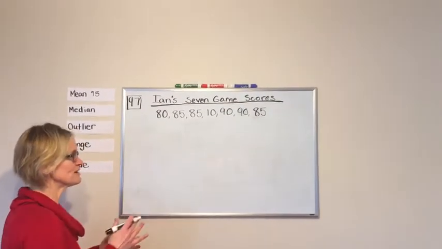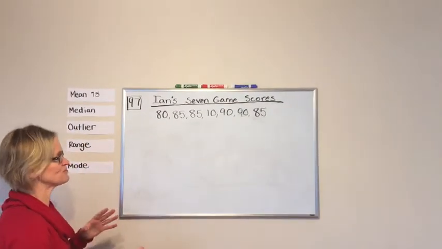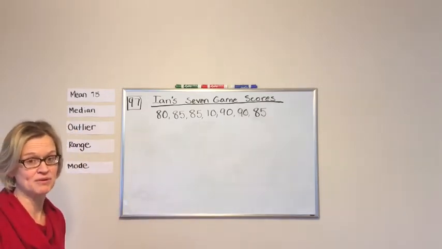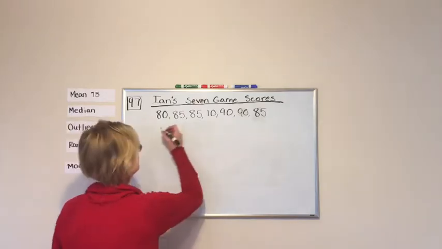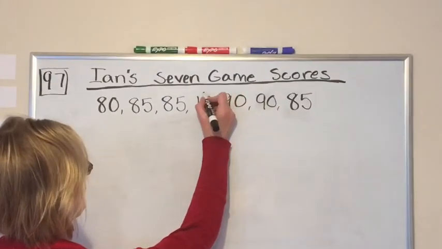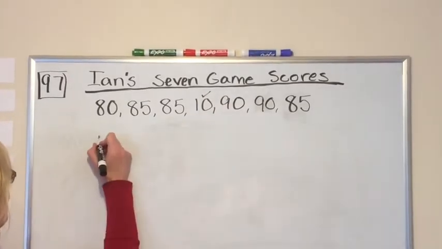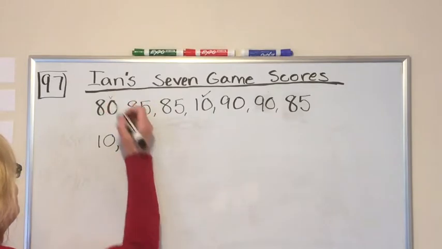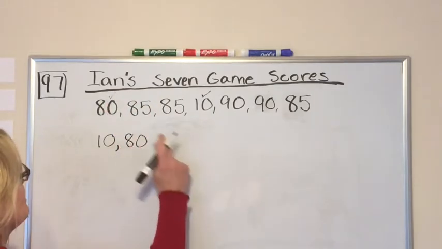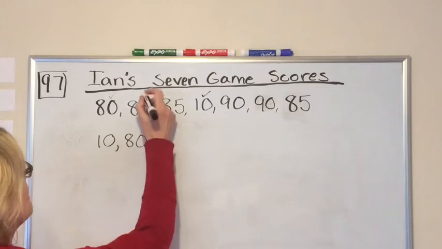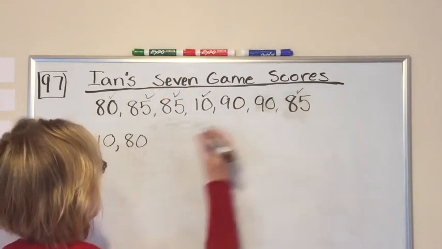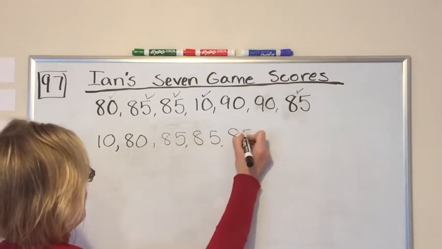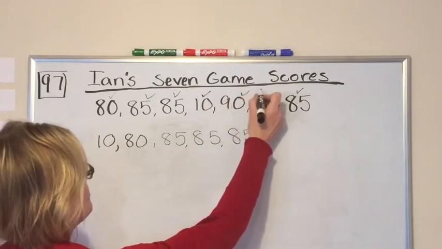And a way that I'm going to do it to make sure that I'm not repeating numbers or forgetting numbers is I'm going to put a check mark on top of the numbers as I write them in order. I suggest you do the same. So I look here, I find my smallest number, which is 10. I put a check there. And my next would be 80. Then I have 85, and I have 3 of them. So 1, 2, 3. And then I have 2 90s.